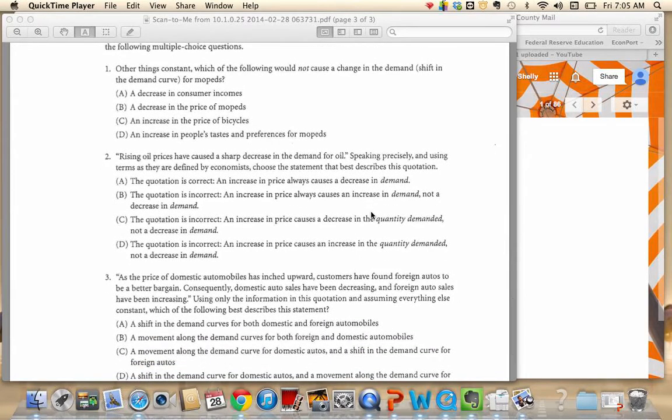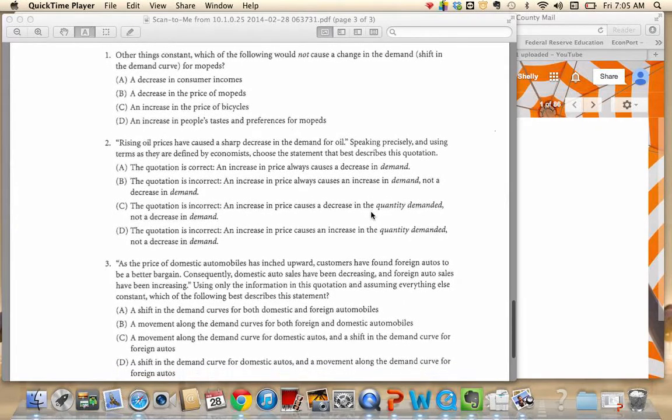First one, it says other things constant. So this is ceteris paribus, we're holding everything constant. Which of the following would not cause a change in demand? What does not cause a shift in the demand curve? You have to think about this because every time I give this handout, most people get this one wrong, and I don't understand that. If we're talking about the demand for mopeds, what's going to cause you to move up and down the curve and not shift the whole curve? We know that's price. So which one of these is not going to change your demand? It's when we change the price of mopeds. It has to be B, a decrease in the price of mopeds.